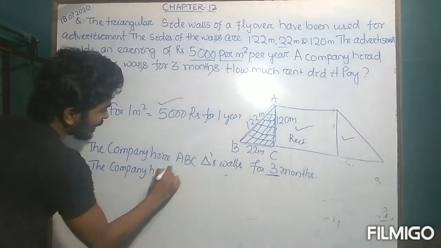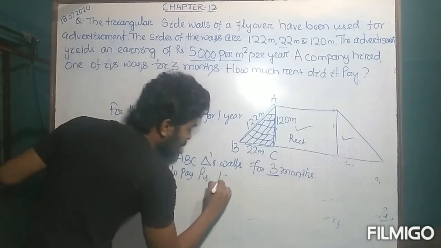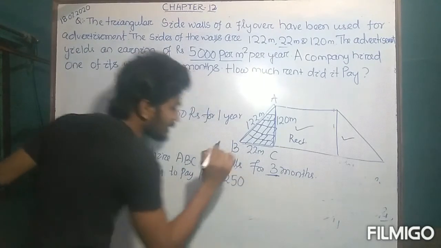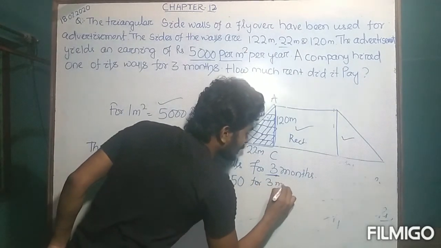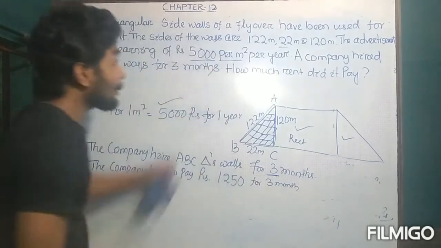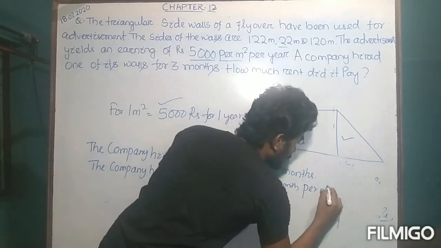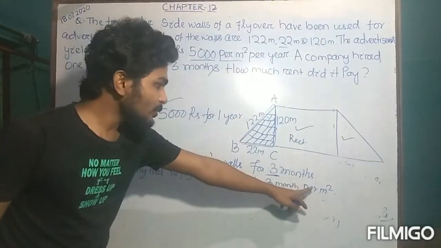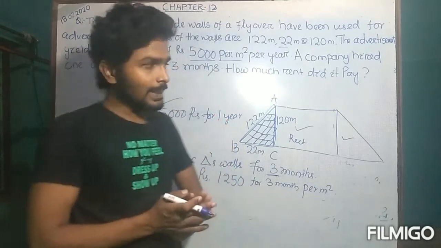has to pay rupees 1,250 for 3 months per meter square. Per meter square. That means for 1 meter square he has to pay 1,250 rupees.